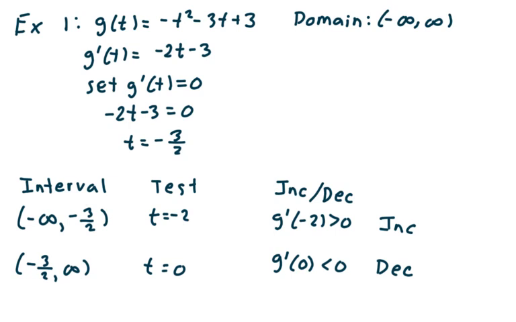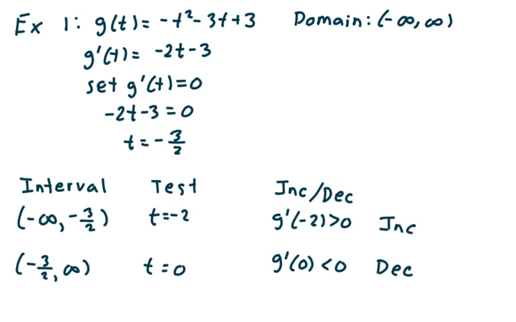And so we're going to apply the first derivative test. And so we set up an interval. We're going to test a value inside each of those intervals and use that to determine whether the function is increasing or decreasing on that interval. And so we have the interval negative infinity to negative 3 halves and negative 3 halves to infinity. And so I'm going to test t equal to negative 2 and t equals 0.